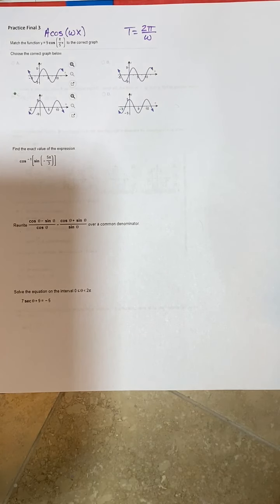This is practice final 3. I'm dividing this one into 3 videos so that they don't get too long. So the first one: match the function y equals 9 cosine pi over 5x to the correct graph.